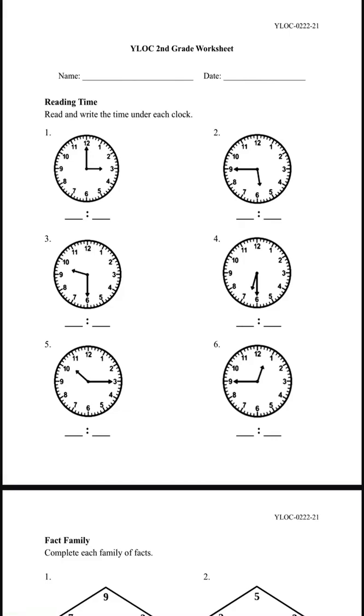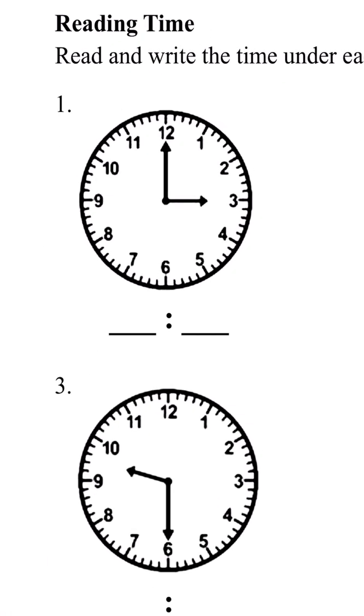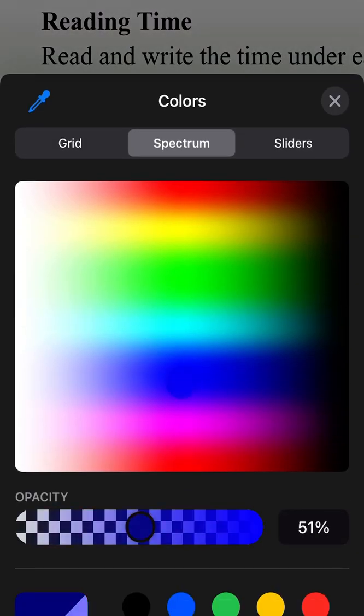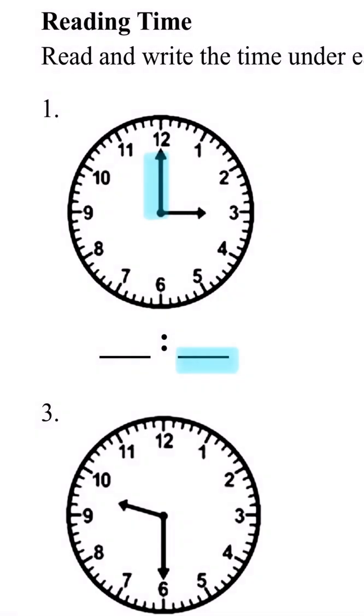Hello, we're on lesson 21 and we're starting with reading time. So read and write the time under each clock. Number 1, the first thing that we have to look at is the minute hand. It is the longer one, and the hour hand is the shorter hand over here.